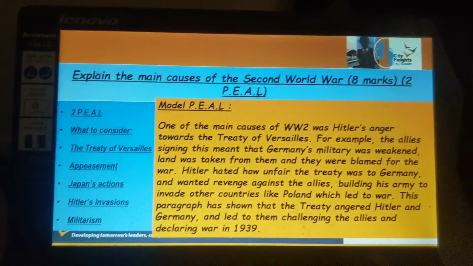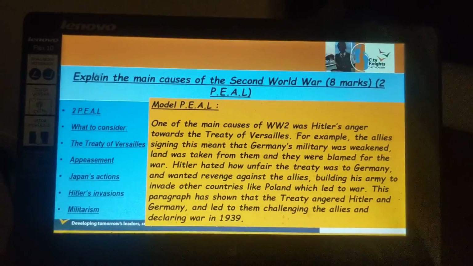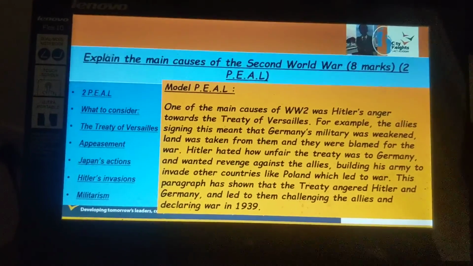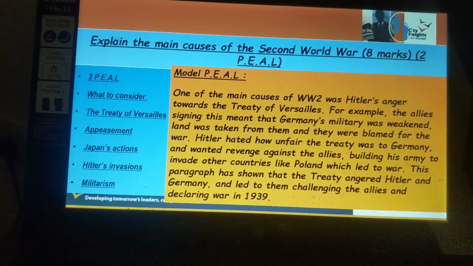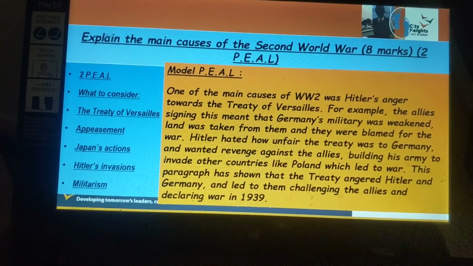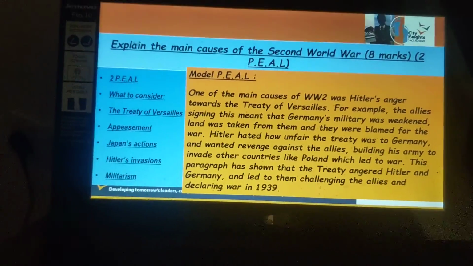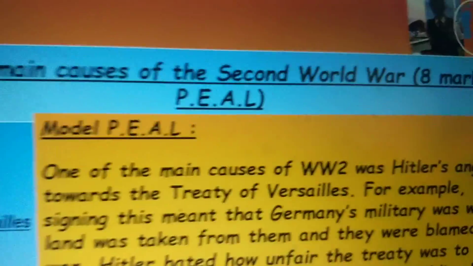All right, moving on. So, explain the causes of World War II. Second World War. That is your exam question for today's lesson. It's a 2 PEAL paragraph response, an 8 marker, 2 PEALs.